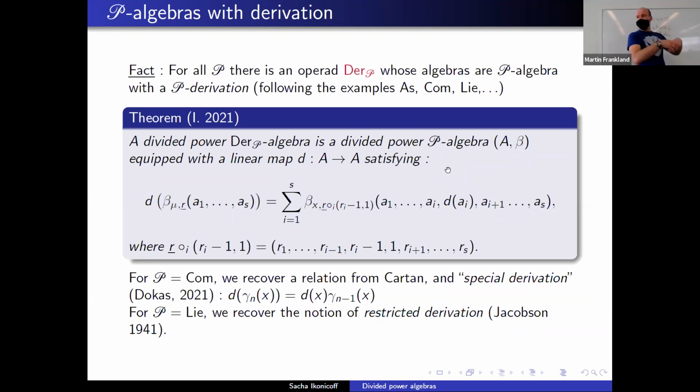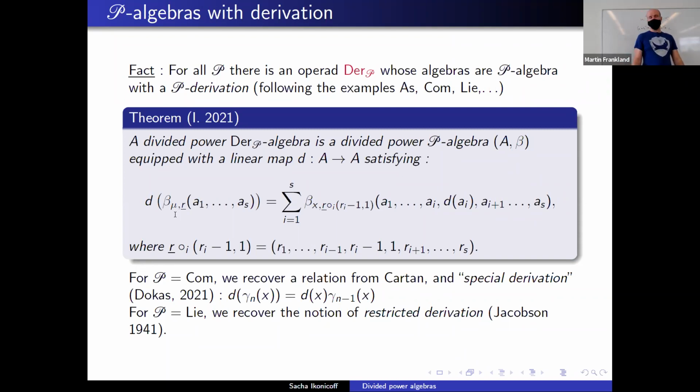concentrated in arity 1. So I can use my result from the previous slide to compare those two structures, the divided power der P algebras and the divided power P algebras. It gives me that divided power der P algebras are divided power P algebras endowed with a sort of derivation that satisfies an extra condition with respect to the divided power operation beta. And this is a good candidate for what we can define as divided derivations. Now the question is, let's put it to the test. Let's take, for example, the operad of commutative associative algebras.